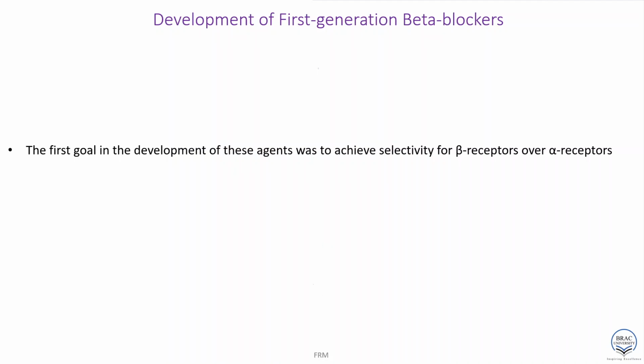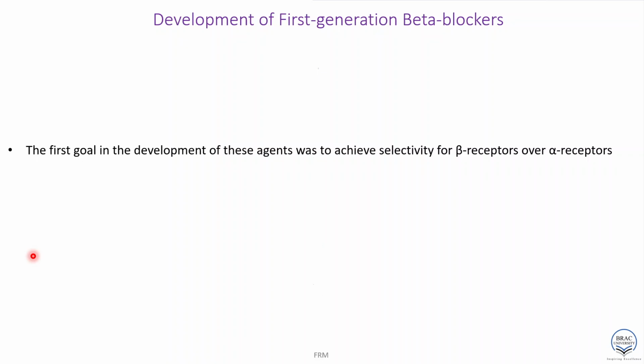So how were the first generation beta blockers developed? We first started with agonists, that means drugs that mainly bind to the adrenergic receptor, and then we tried to make them selective for beta receptors only. So we chose those agonists that are capable of binding to the beta receptors, not to the alpha receptors.